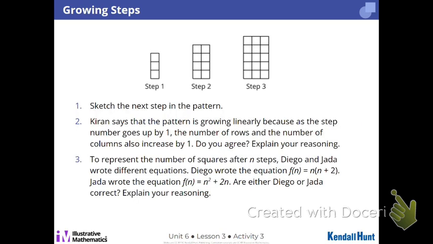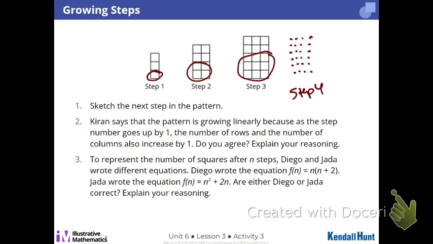All right, you're going to look at this pattern. Do the next step. You're going to agree or disagree with Kieran, and you're going to agree or disagree with Diego and Jada. You're going to see who's right. So, sketching the next pattern, I'm going to use the dots for step 4. So here's what I saw. I saw a square of the step, and then I saw 2 more rows above.